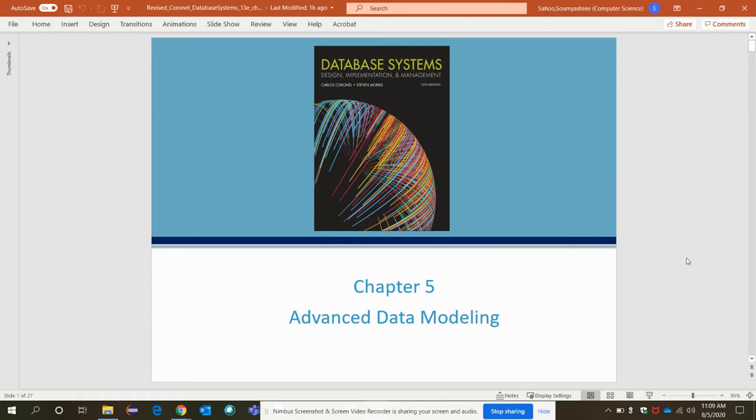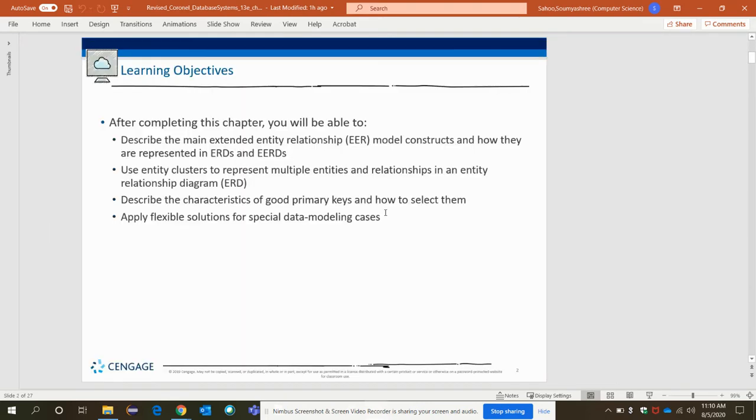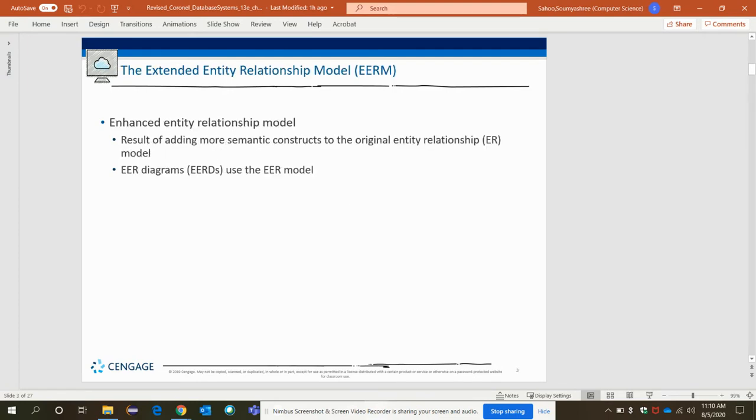Our discussion in this chapter is divided into three parts to reflect the chapter coverage. The first part covers the extended entity relationship model, which is an extension or advanced version of the entity relationship model. The second part covers the importance of proper primary key selection. And the third part covers four special design cases. These are the basics that we are going to cover today. The objectives you can see in the second slide. So let's start with our extended entity relationship model.